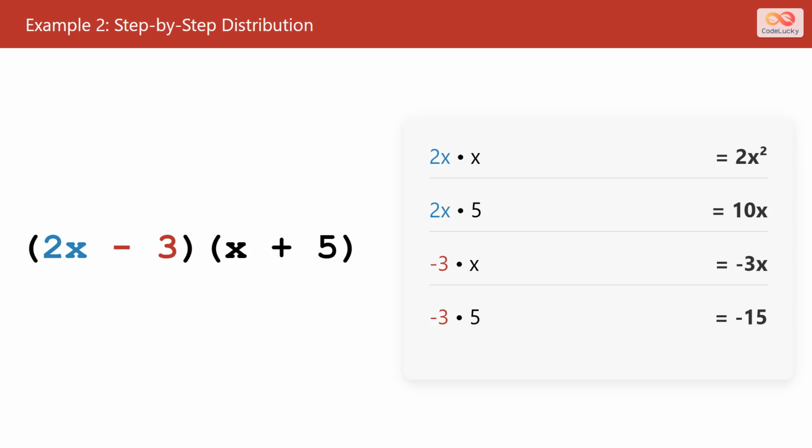Let's multiply it out. First, take 2x times x, which is 2x squared. 2x times 5 is 10x. Now, take the negative 3. Negative 3 times x is negative 3x, and negative 3 times 5 is negative 15.